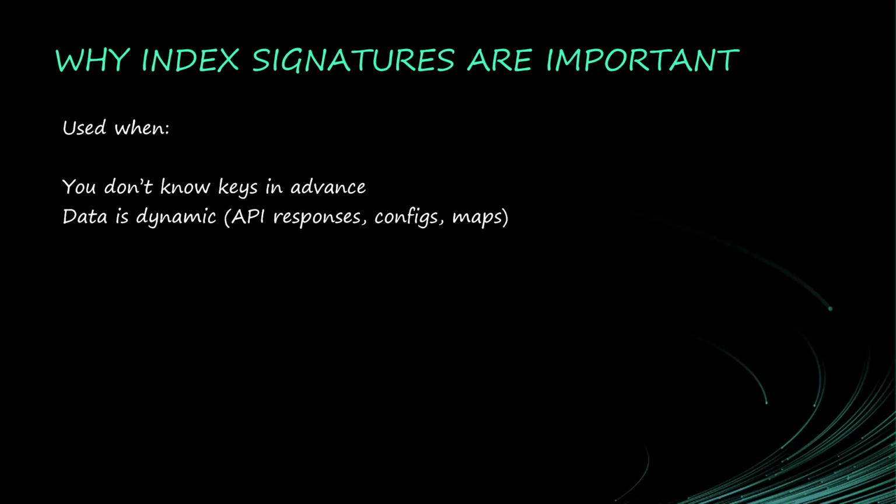We use index signature when you don't know the keys in advance. You don't know the keys of the data structure of the type. You don't know the keys. So the data is dynamic: API responses, configuration, file objects, and then maps.